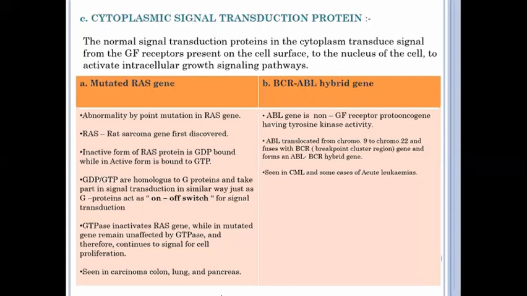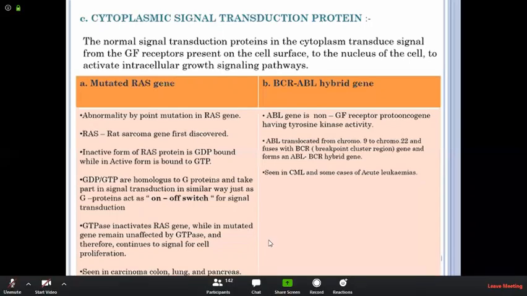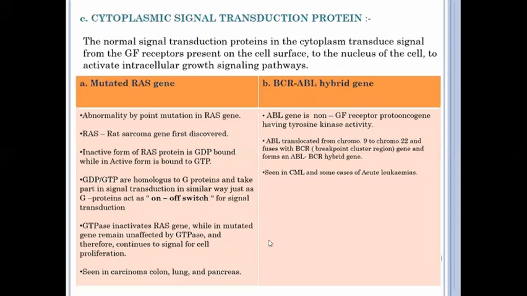On the other side, the BCR-ABL hybrid gene. Here, the ABL gene is a non-growth factor receptor proto-oncogene having tyrosine kinase activity. The ABL is translocated from chromosome 9 to chromosome 22 and fuses with the BCR gene. Here the breakpoint cluster region is created in the gene and forms the BCR-ABL hybrid gene. It is seen in CML and some cases of acute leukemias.